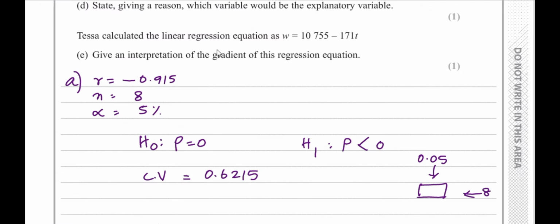Tessa calculated the linear regression equation as W equals 10,755 take away 171 times T. Give an interpretation of the gradient of this regression equation. So here you can see minus 171 T. In that, minus 171 is the gradient of the line. Therefore, that is the rate at which the weekly sales will go down for every degree temperature rise.